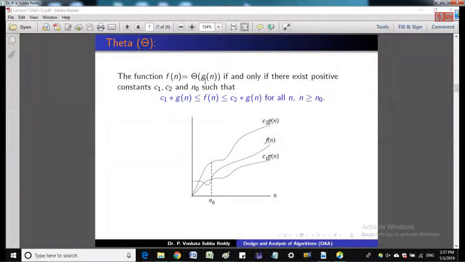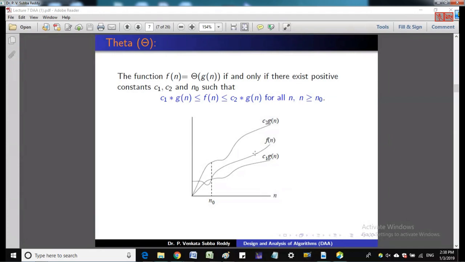F of n is theta of g of n if and only if there exist positive constants C1, C2 and N0 such that C1 into g of n is less than or equal to F of n, which is less than or equal to C2 into g of n, for all n greater than or equal to N0. Now if I represent it pictorially, which is smallest? C1 into G of N comes below. Which is largest? C2 into G of N comes above. But F of N is in the middle of these two. That's all. So that is the formal definition of theta notation.